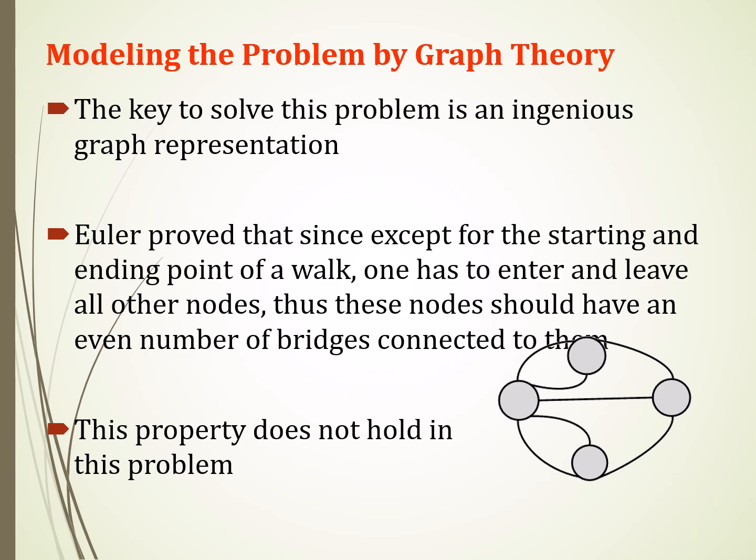Now, Euler's solution. Whenever we enter a location through one bridge, we must leave through another bridge. Therefore, except for the starting and ending points, every location should have an even number of connected bridges. However, in this graph, several locations have an odd number of bridges. Hence, it is impossible to cross each bridge exactly once. This result is known as the Euler path theorem.